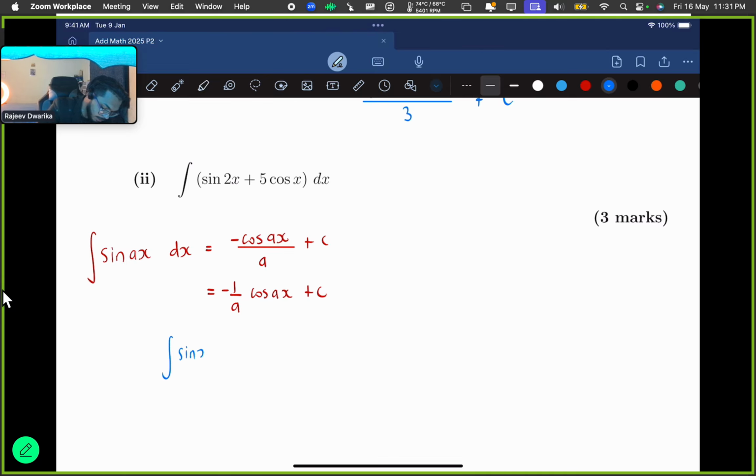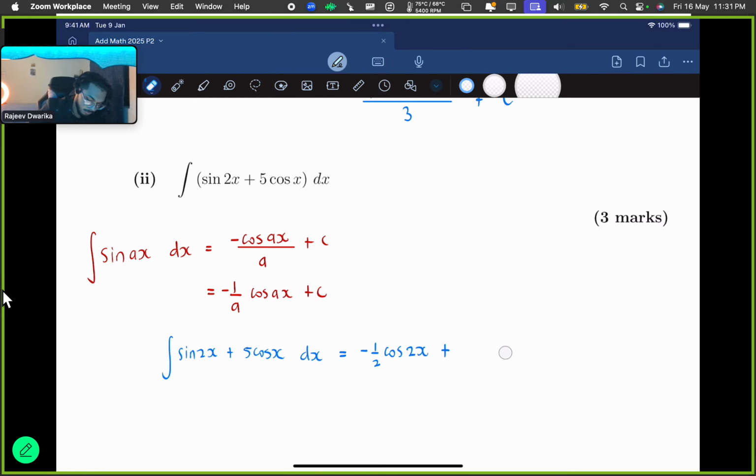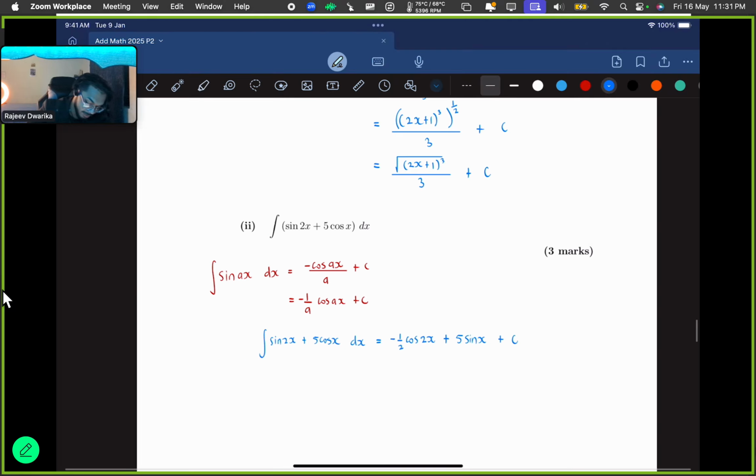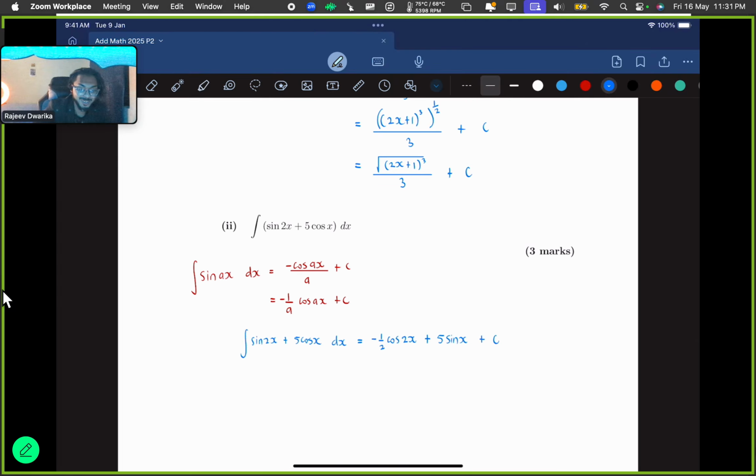If I integrate sine 2x plus 5 cos x dx, when I integrate the sine 2x, I'm going to get minus a half cos 2x, yes or no? And if I integrate cos x, remember that 5 is a constant. You have a constant multiplied by a function, so that's just going to be 5 sine x. Nice. Don't forget the plus c, gang. Don't forget the plus c. So there's the answer.